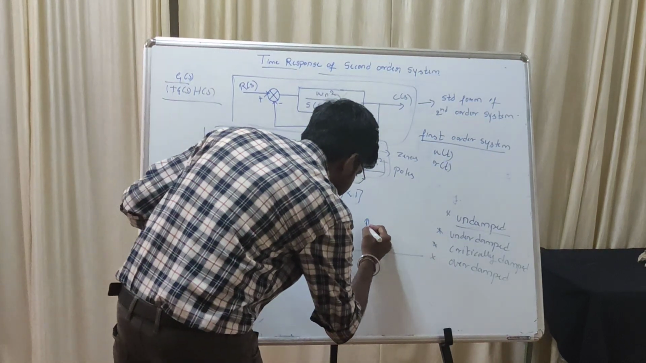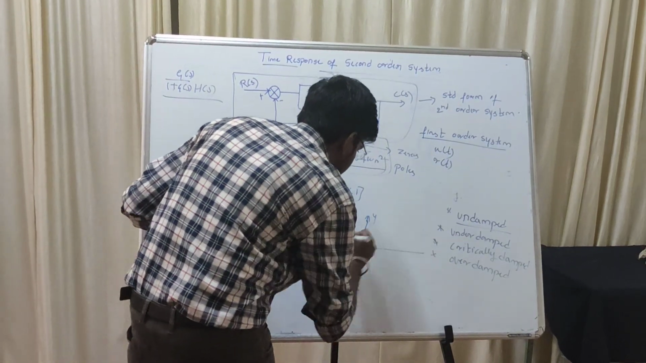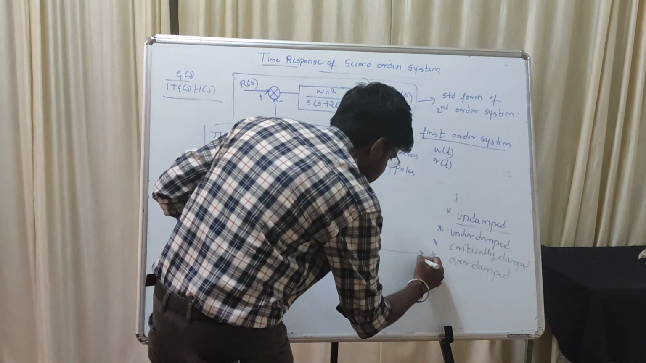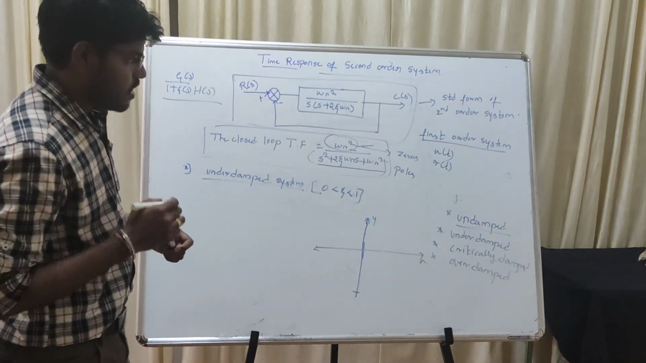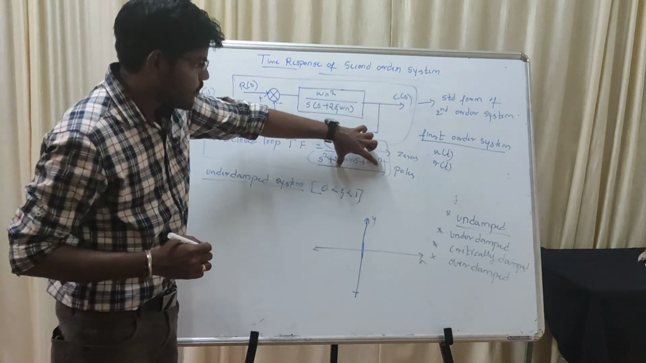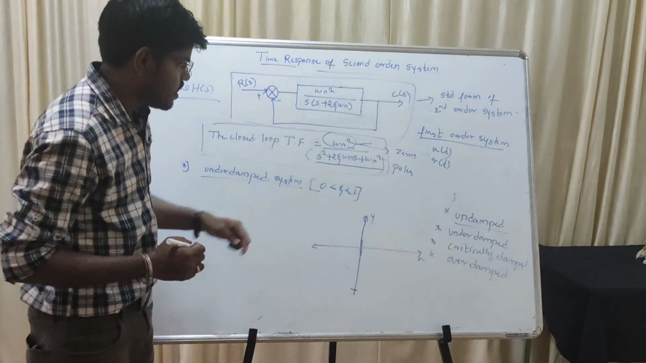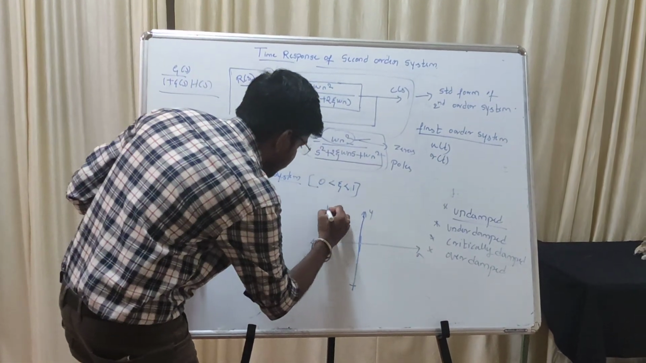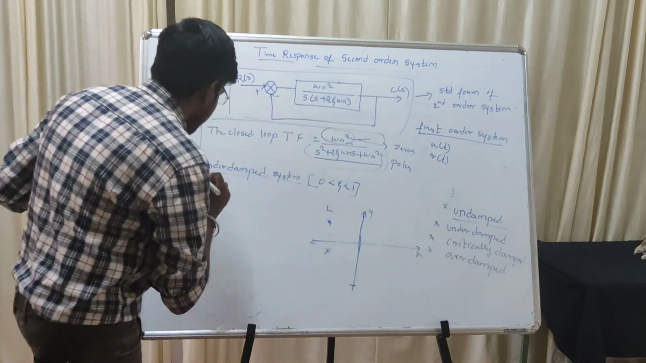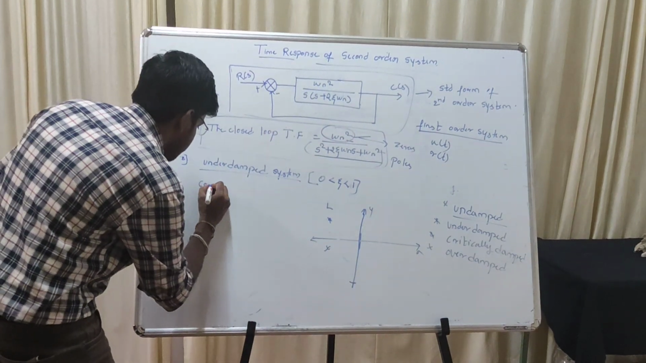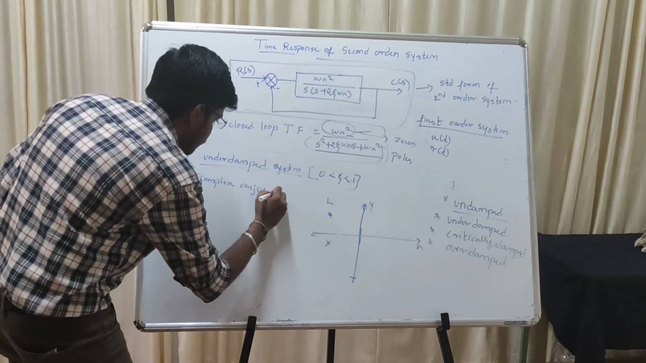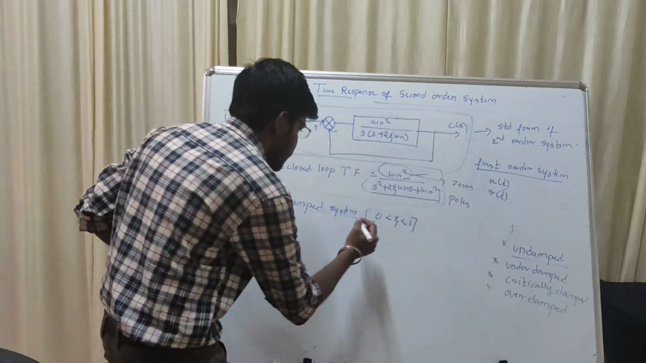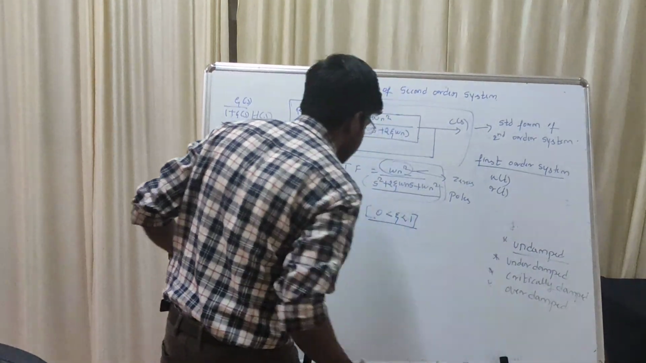This indicates the y-axis, the imaginary axis. This indicates the real axis. So for an underdamped system, the roots of this characteristic equation, or poles of the system, are completely located in the left half of the S plane. The poles are pure complex conjugate poles. As I told, for an underdamped system, the value of zeta is less than 1.